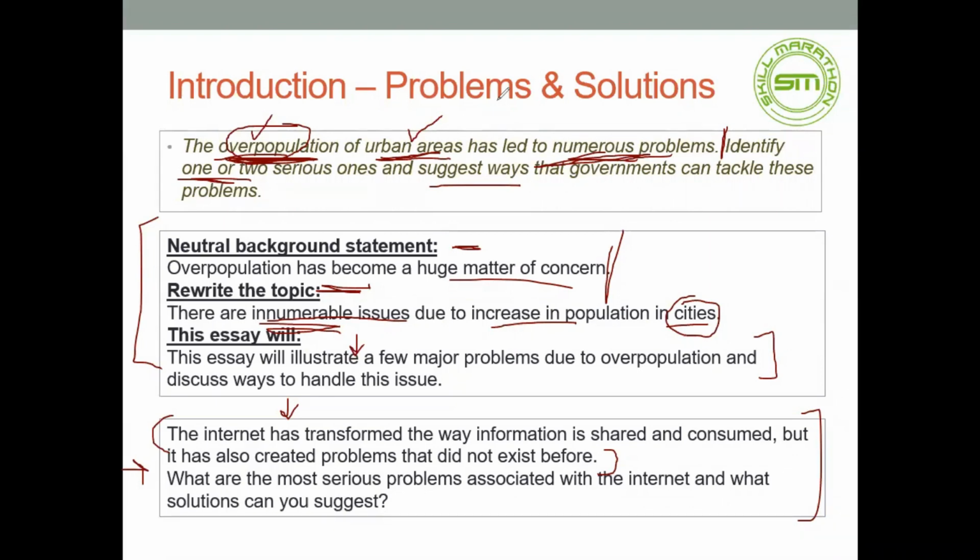How do you rewrite the question? You have certain keywords here. Internet, transformed, information shared and consumed, problems. Use synonyms, all right? So it can be seen that the web, exchange of information has changed drastically, which has created a lot of issues which were not there previously. Again, just rewrite it using synonyms. And then you talk about what it is that you're going to address in the essay.